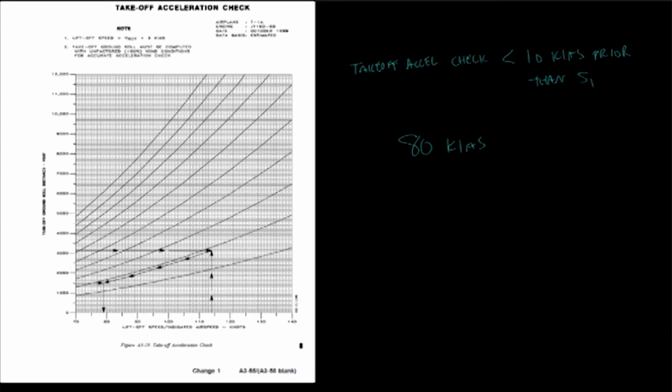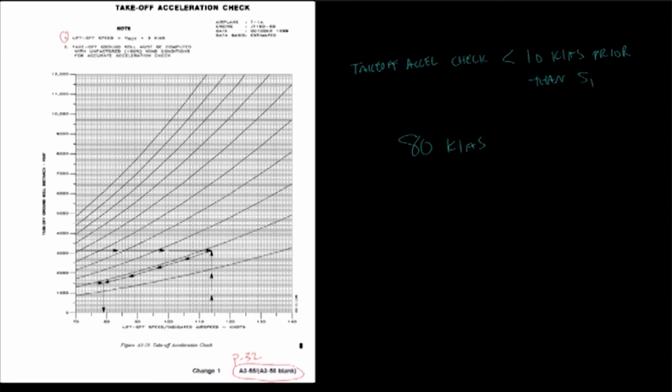So let me change colors here. Red. If you go to page A3-55, down here at the bottom in your performance manual, or page P32 in your handheld checklist, you'll find the takeoff acceleration check table. Now let's read the instructions at the top. Number one, liftoff speed is going to be our rotation speed plus 3 knots. Number two says takeoff ground roll must be computed with unfactored wind conditions for accurate acceleration check. For our purposes, we don't take into account the wind, so you can leave number two to the side and just worry about number one.